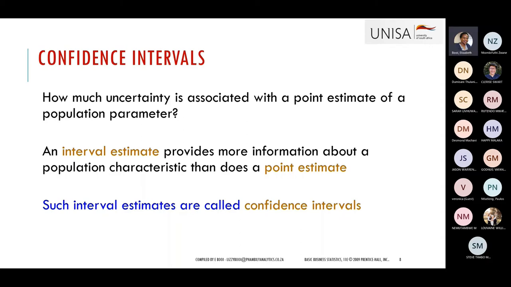An interval estimate will provide us with more information about the population characteristics than a point estimate, because an interval is a wider range. It says it goes from here to there, whereas a point estimate tells us only about that single point. So it will not give us a clearer or more informative picture of the population, right? And the limits, or interval estimates, that we are trying to create, we are going to call confidence intervals. That is what you will learn how to calculate, or construct.